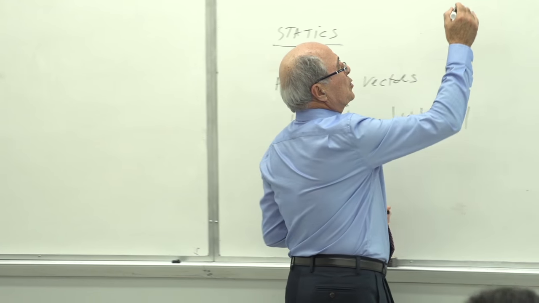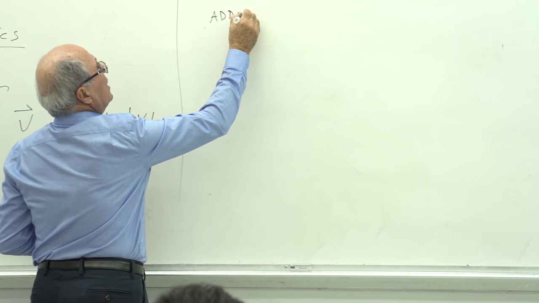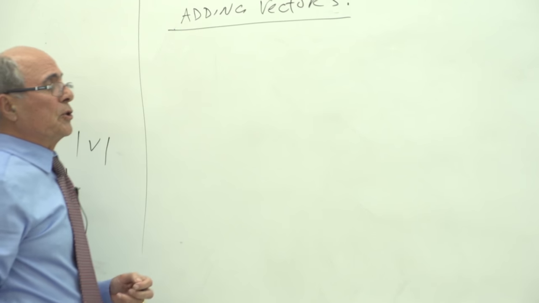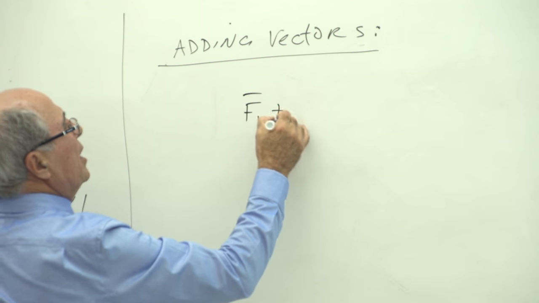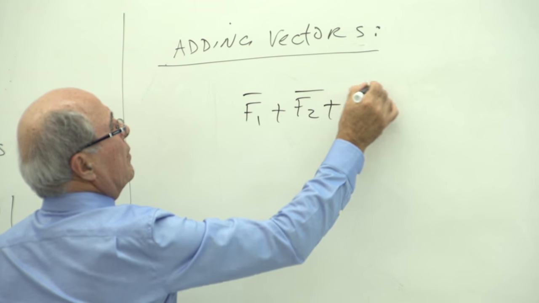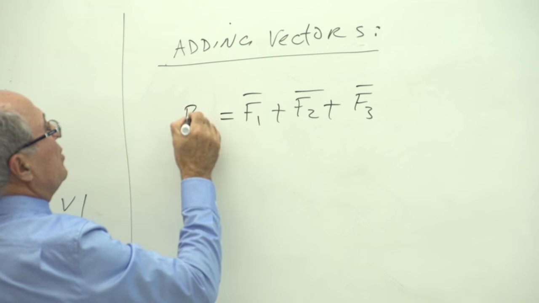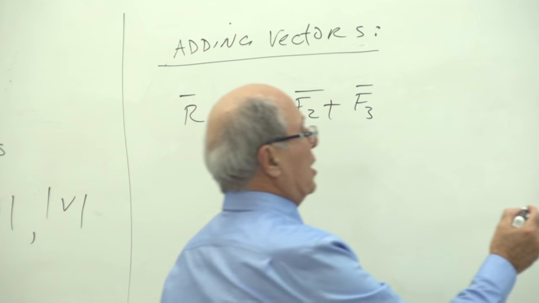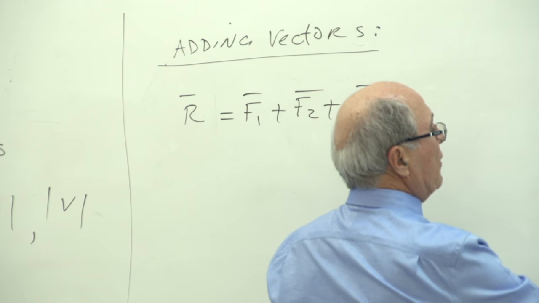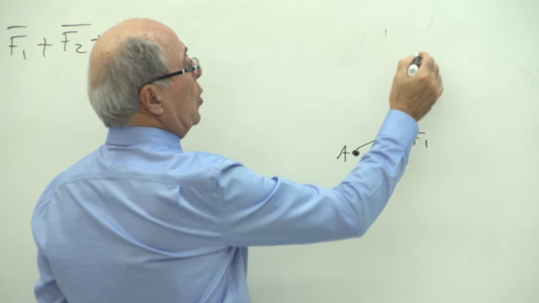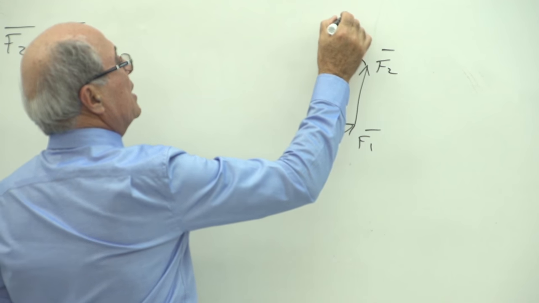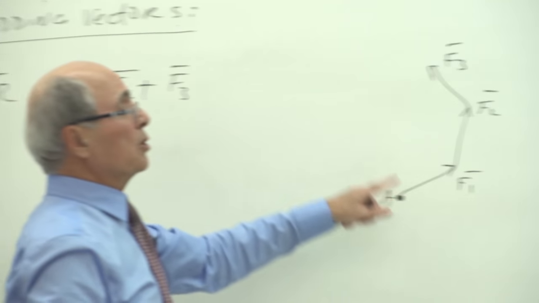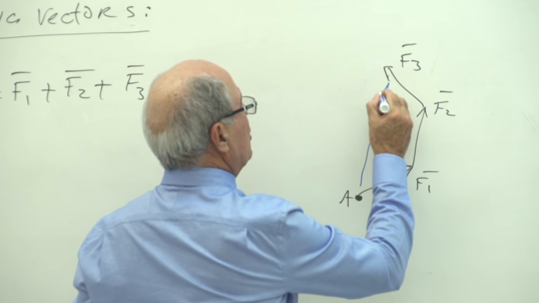Now the subject we want to review together is adding vectors. You all know that to add several forces together, let's say I have force F1, I want to add force F2 and F3. You can put a few more if you want. Usually we write it in vector form: F1 plus F2 plus F3 equals R, which forms a polygon. You start from a point A. You put F1 there, and then F2, tail to head, and then F3. When you are finished with all the forces, you connect the beginning of the first force to the end of the last force, and that will be your R.